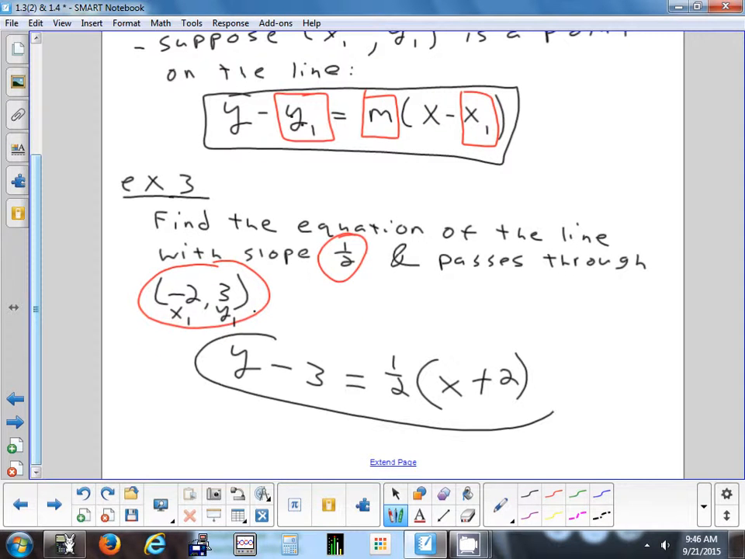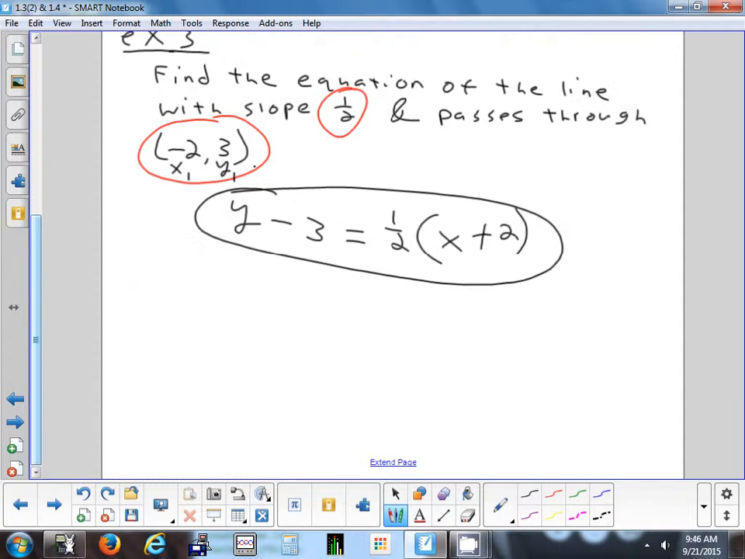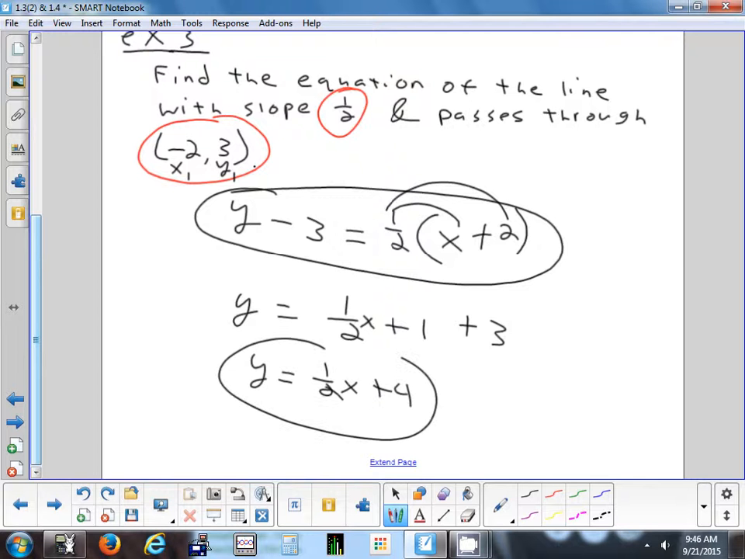And that's it. You could leave the equation just like that. If they wanted it in y equals mx plus b form, what I would do is distribute the 1/2 and then add 3. You could put it in y equals mx plus b. But if they don't ask for that, we don't need to. You can leave it just like that. What if I did it? Yeah, it would be like this. Y equals 1/2 x. 1/2 times 2 would be plus 1. And then do a plus 3. It would look just like this, if I distributed it and then added 3. Yep. But again, you don't have to do that on this problem.